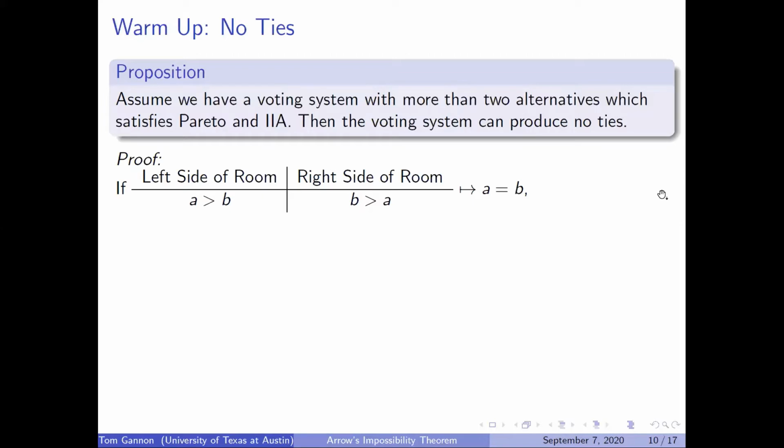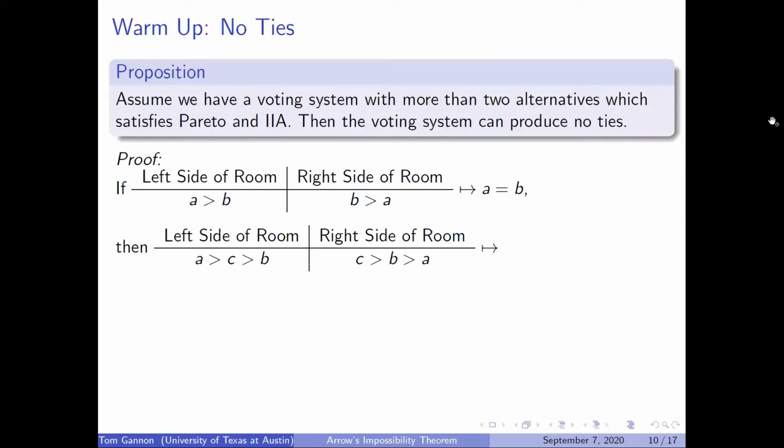So I'm going to assume, for the sake of contradiction, that a voting system like in the proposition, with more than two alternatives, has a tie, and then we'll find a contradiction somewhere. So let's assume that there are some alternatives A and B, where if some group of people, the left side of the room, votes A over B, and the right side of the room votes B over A, it gives equality in the societal preference list. Let's see what happens when we have a third alternative, C. I didn't write this, but C is a third distinct alternative.